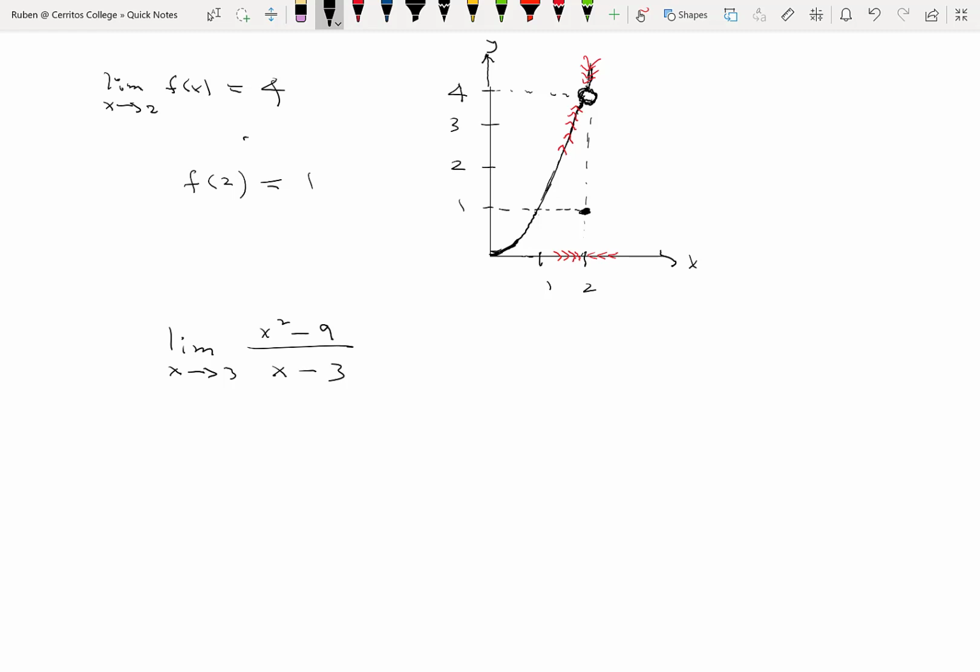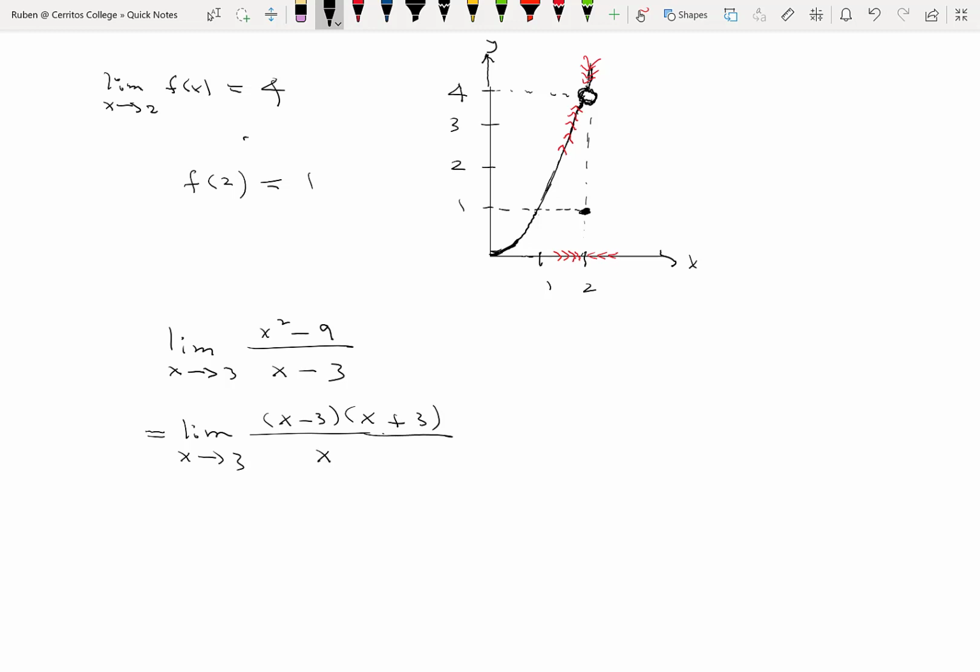However, we're letting x approach 3. As long as we're not letting x equal 3, we can use all the algebra that we learned to simplify this expression before finding the value of the limit. The numerator factors as the difference of squares.